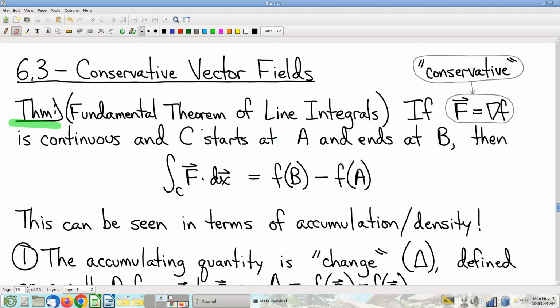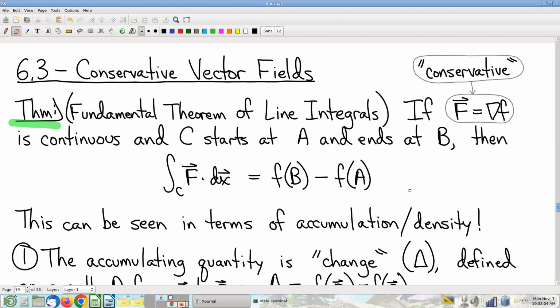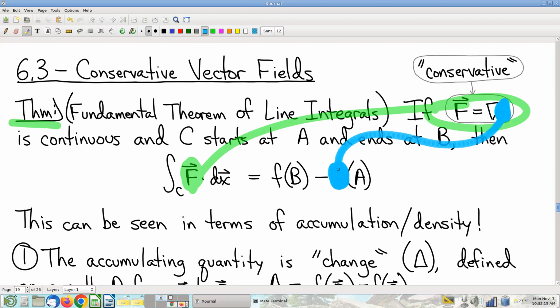The fundamental theorem of line integrals is just like the fundamental theorem of calculus, except it's for line integrals. So here it is. There you go. The line integral is computed as f of b minus f of a. It looks highly familiar, right? The catch is that this vector field has to be the gradient of the function that you use to evaluate on the right-hand side.